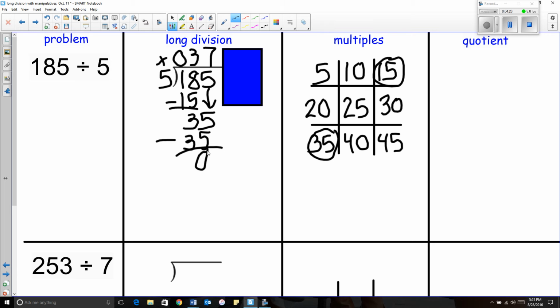If I did this with the blocks, there would be no blocks left over. So my quotient is just 37. No remainder, just plain 37.